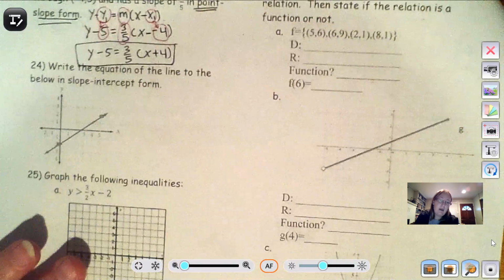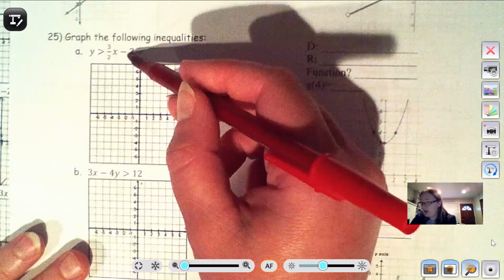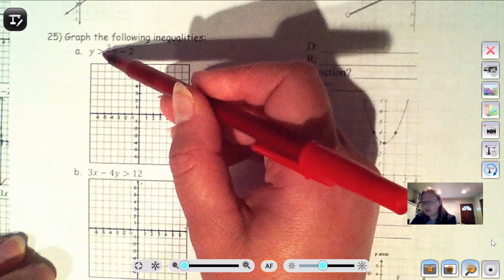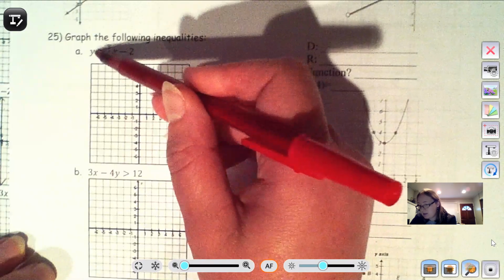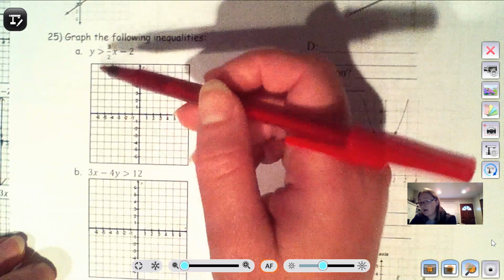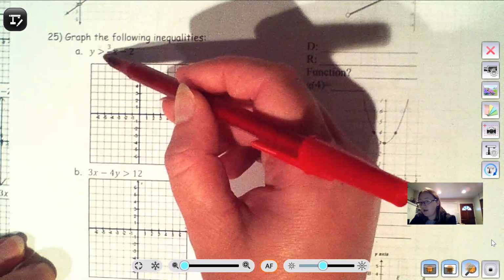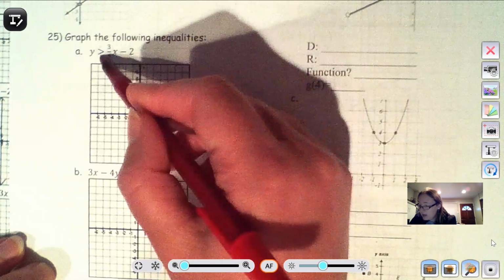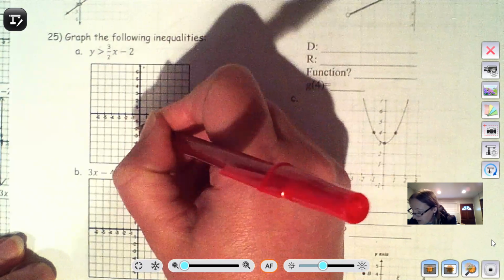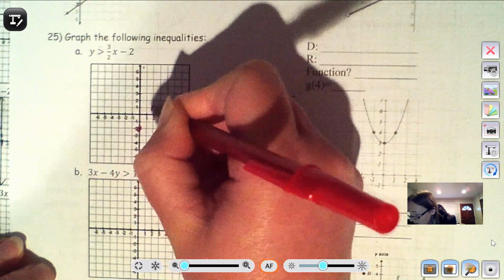All right, inequalities. Graph the boundary line. Either it's a solid or dashed boundary line. If it's greater than or less than, then it's dashed. If it's greater than or equal to or less than or equal to, then it would be a solid. So this one's going to be dashed.